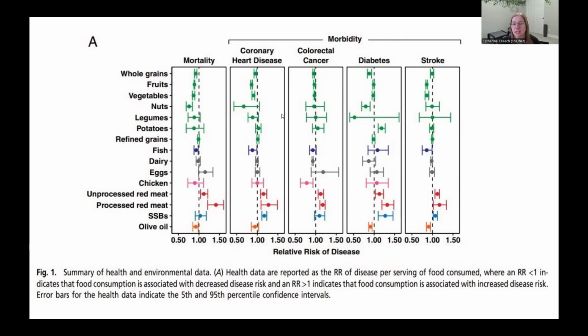Something like legumes, and over here in the diabetes one, a huge error bar, even though the average is very far to the left of the line. So it's still on average associated with lower diabetes, but the confidence level is variable, and that's really interesting. The different colors indicate what type of food it is. So plant products are green, fish is purple, we have gray for dairy, pink for chicken, red for red meat, blue for sugar-sweetened beverages, and orange for olive oil. So take a moment, pause the video, check it out, find your general trends.